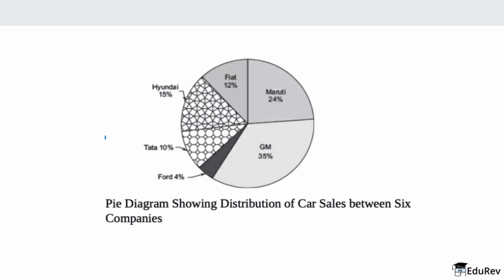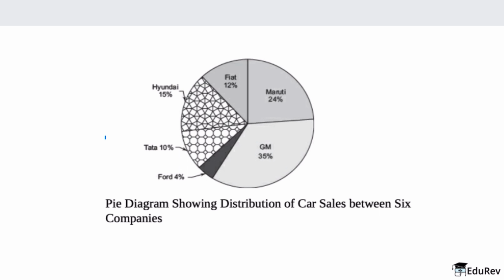So let's start with yet another chapter, which is pie charts. So what are pie charts exactly? Pie charts are a specific type of data presentation where the data is presented in the form of a circle. In a pie chart, a circle is divided into various sections or segments such that each sector or segment represents a certain proportion or percentage of the total.